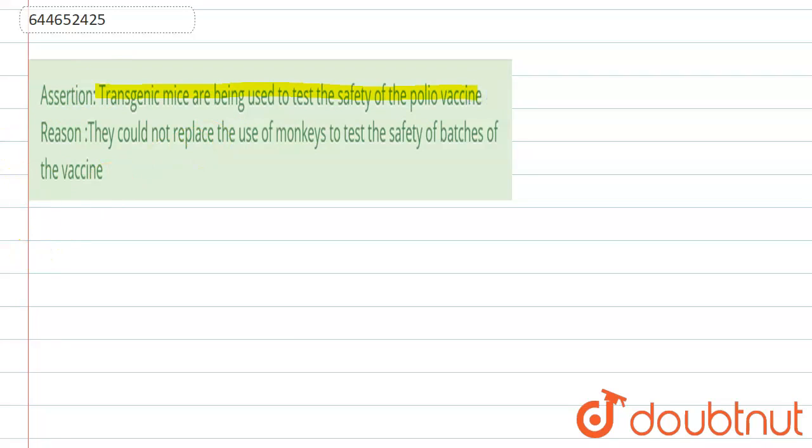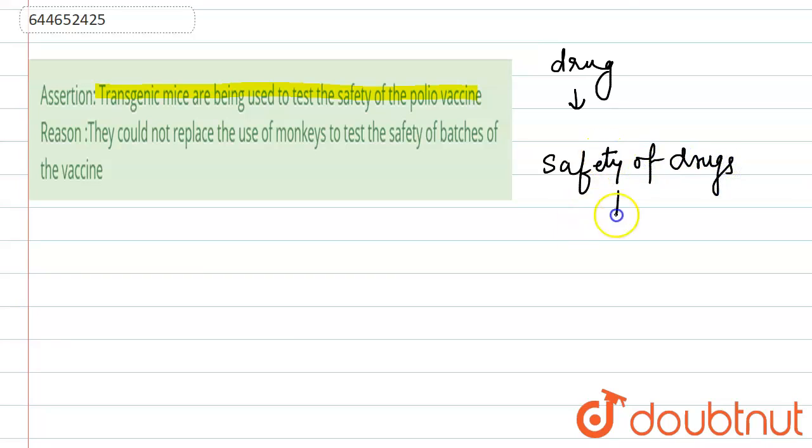Question assertion: the transgenic mice are being used to test the safety of the polio vaccine. Okay, what happened? For any drug or vaccine, we need to check the safety of this drug. Okay, we need to check the safety of the drug. For checking the safety of the drug, we go for the test. Okay, and we can test on a more sensitive organism.